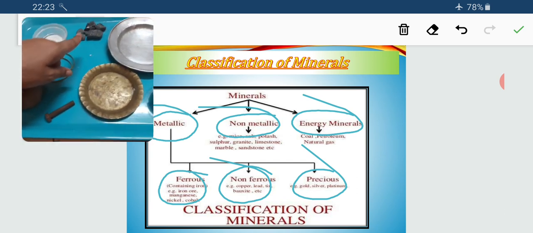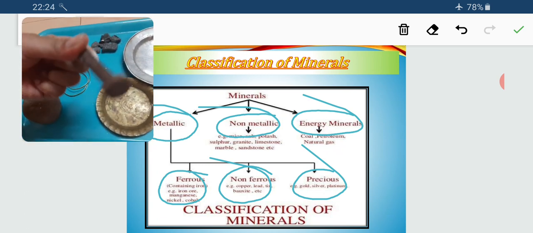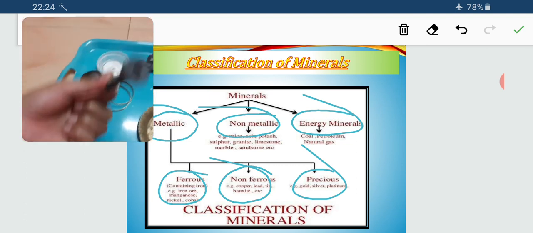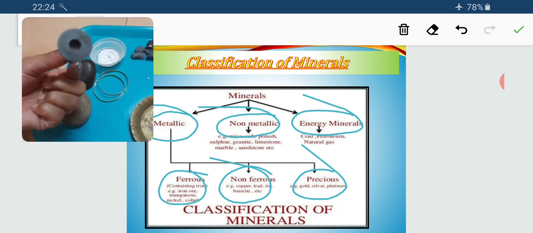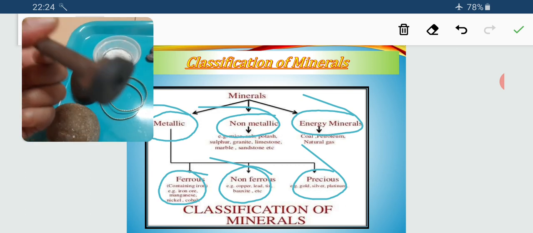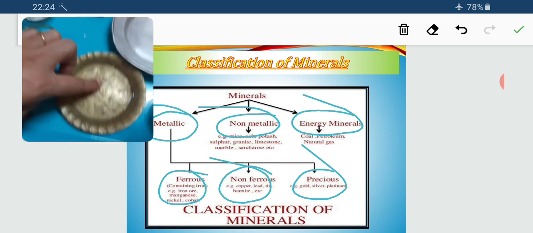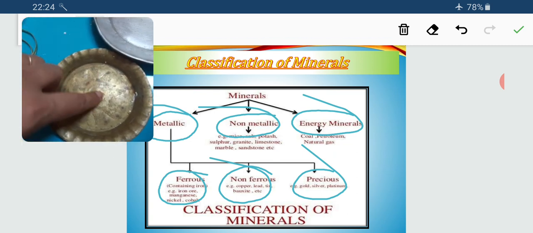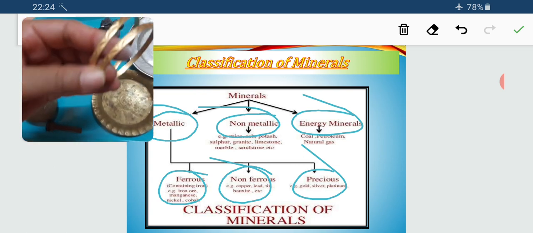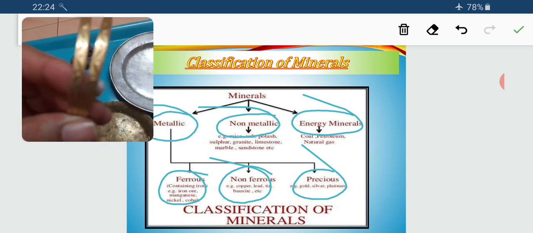Now metallic mineral is further divided into three: ferrous. This is ferrous mineral. Why is it so? Just see, it got attached with this magnet, and the magnet gets the connection, that is the attraction, whenever there is a ferrous content within that mineral. And the non-ferrous minerals are those where there is no content of iron, and this is a gold bangle. It is metallic, but it is considered as a precious mineral.